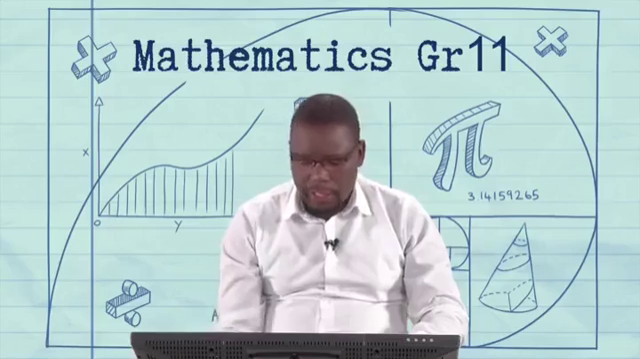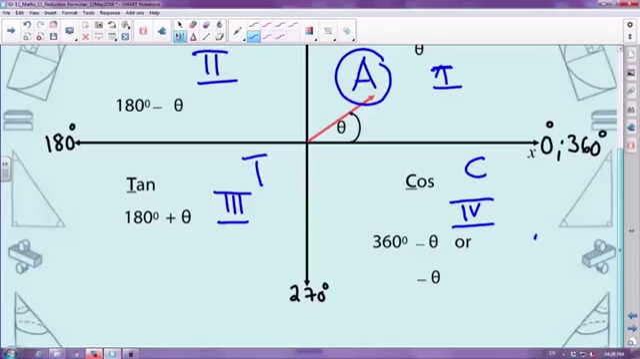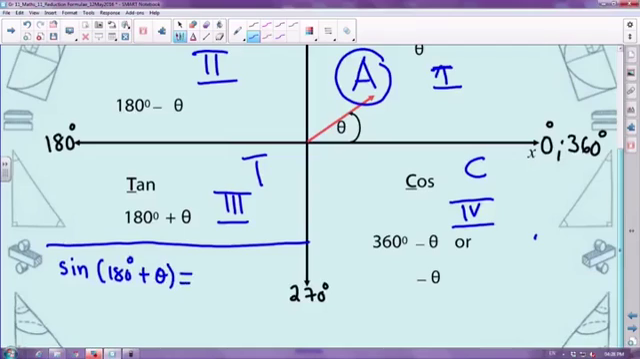Right. Now, let's just take an example here. Let's assume you're given sine of 180 degrees plus theta. Now, 180 degrees is a direction. Where are we? So you've got sine of 180 plus. So that is the third quadrant. How is sine in the third quadrant? It is negative because that's where tan is positive. So if you look, this is negative sine of theta.